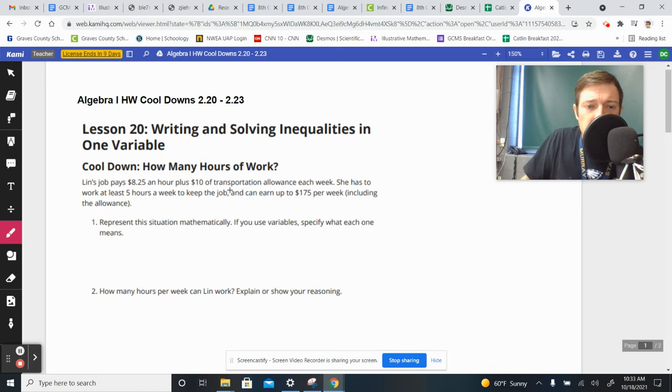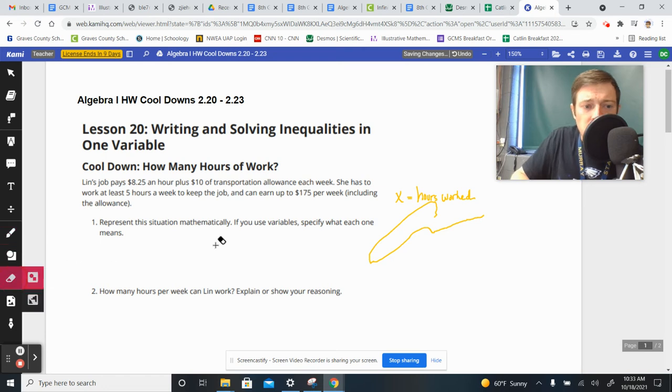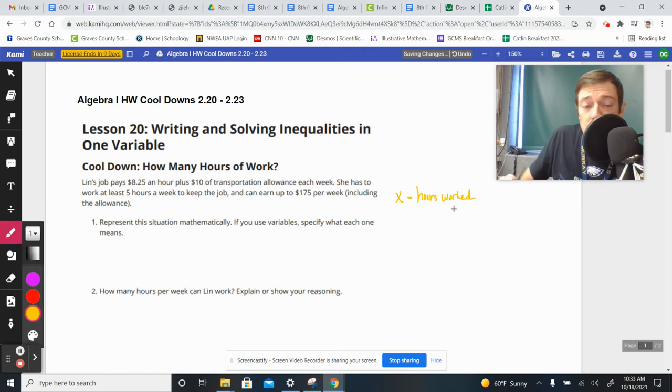So I'm going to start off with a variable and say that x is my variable, and it represents the amount of hours that Lynn works. So x is hours worked. Now that I know how much she works, and that's called x, we can write a couple of constraints. Let's start with the constraint of x needs to be at least, so that means greater than or equal to 5. Got to have that, right?